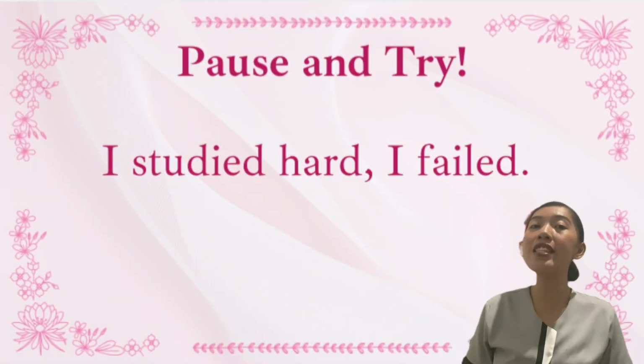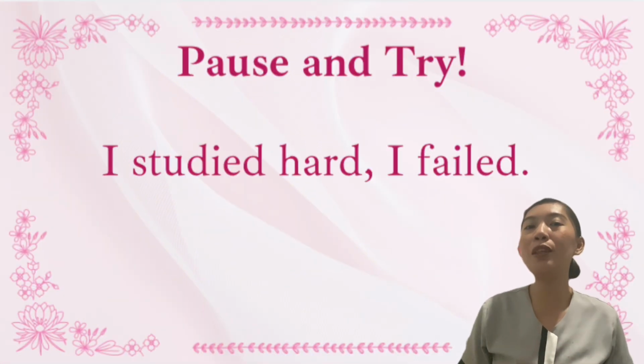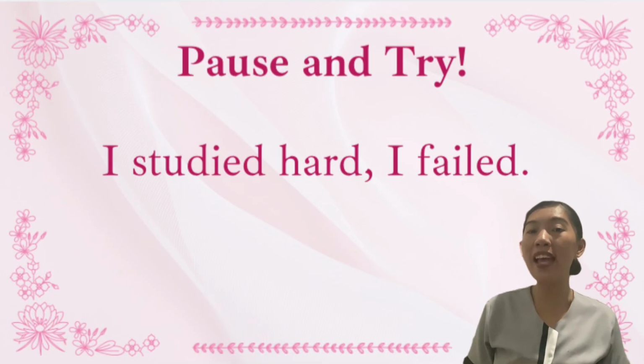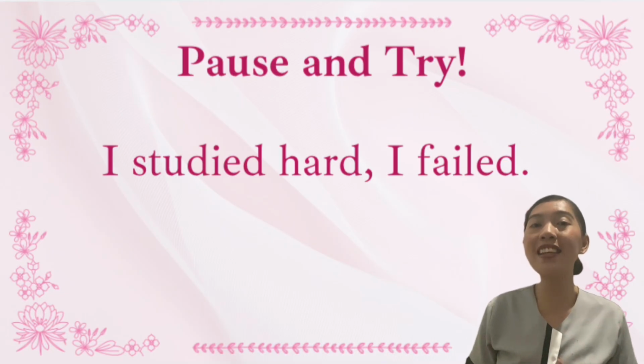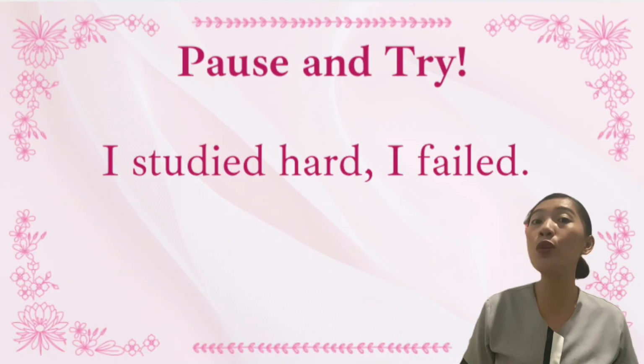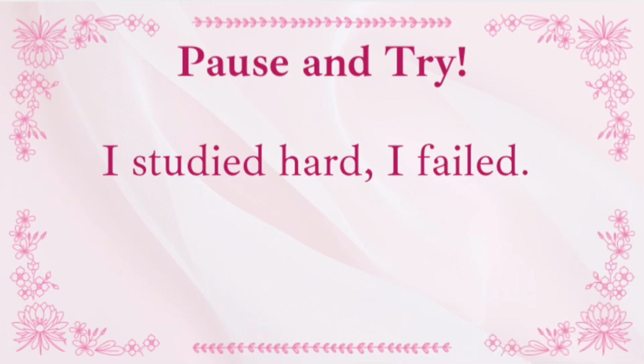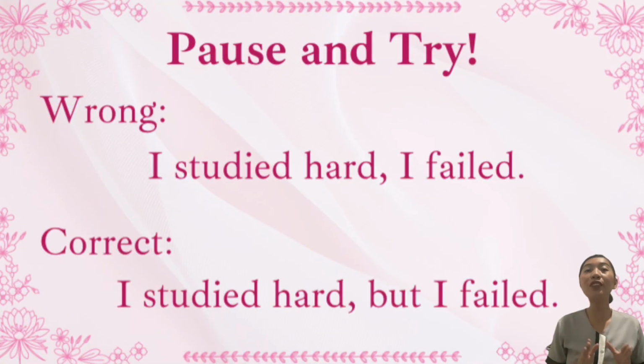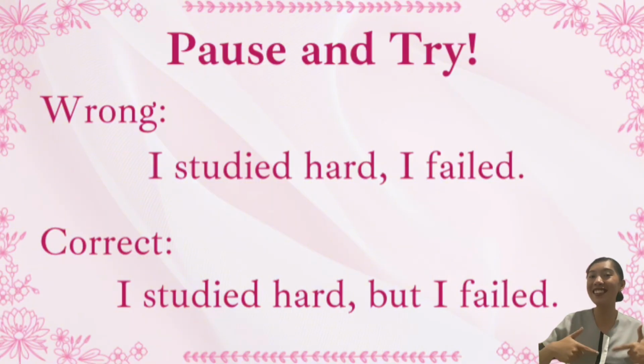Now let's pause and try. Fix this with me. Get your pen and your paper. The sentence is, I studied hard, comma, I failed. Step 1, two clauses. Yes. Step 2, choose method. So the correct answer is I studied hard, comma, but I failed. Comment down below if you get the correct answer.